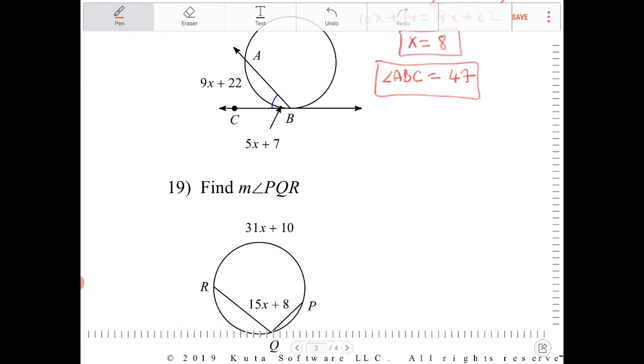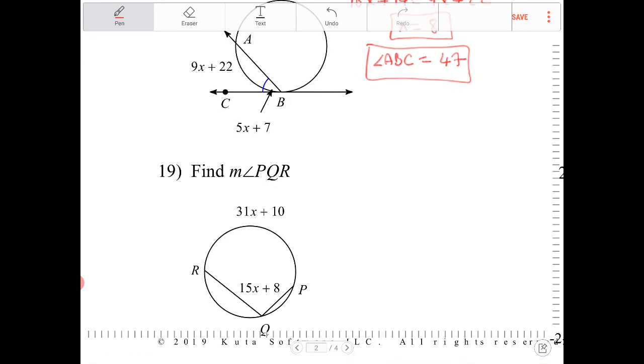Moving on. Question 19. So 31x plus 10 is double that of 15x plus 8. And this will give me 30x plus 16. Subtract 30x and subtract 10 from both sides. I end up with x is equal to 6. And since x is equal to 6, I can now find PQR. PQR will equal 98.